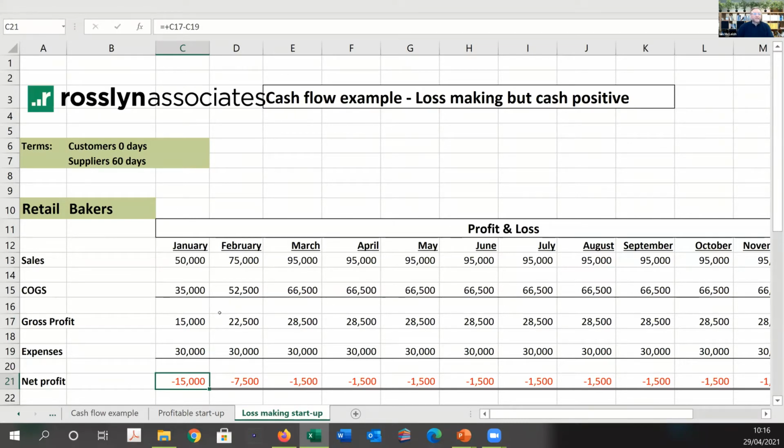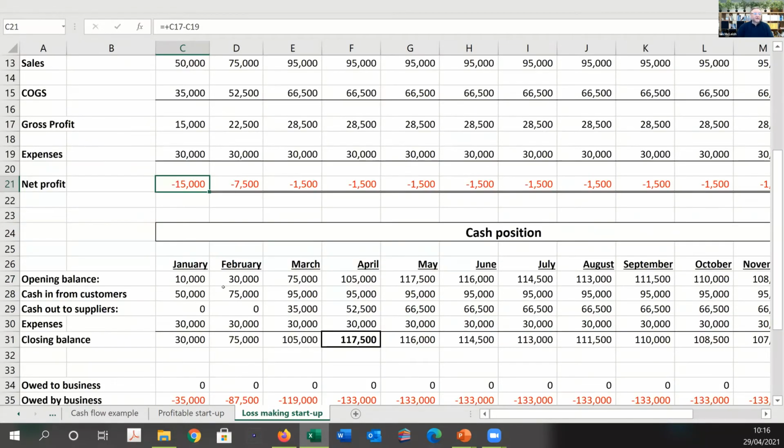What's his cash position? Well, he started off with 10,000 as well. He got 50,000 in from his customers. Doesn't need to pay his suppliers yet. Expenses of £30,000. He's got 30 grand in the bank, even though he made a £15,000 loss. February gets even better. Got 30,000 starting point. He gets £75,000 in from his customers. He still hasn't paid anything to his suppliers. 30,000 expenses. He's now got £75,000 in the bank.